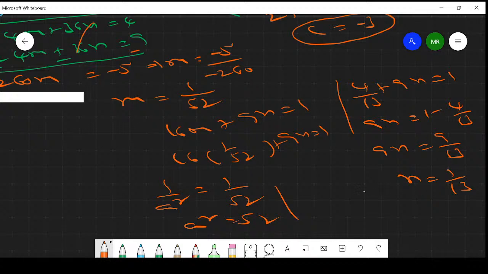Again, what does n mean? 1 by b square is equal to 1 by 13. Correct, 1 by b square, then b square is equal to 13. b square is equal to 13.